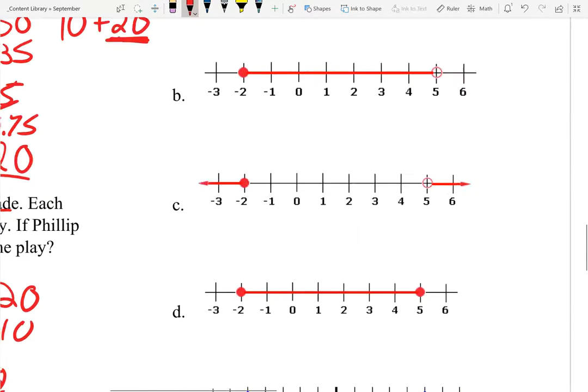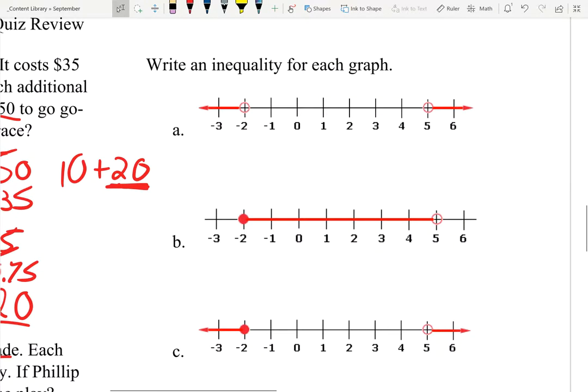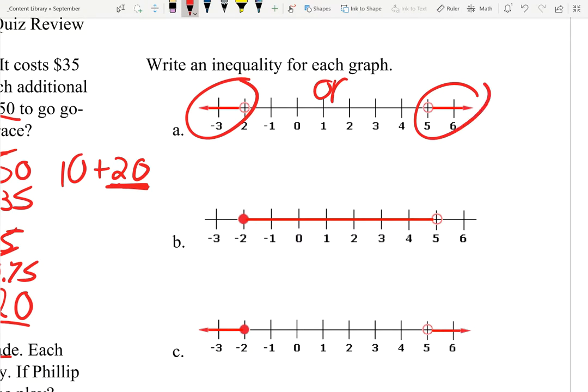All right, so now let's look at the inequalities. Now we're just writing the inequality for each graph. These are compound inequalities. So for the first one, this is an OR inequality. You can tell it's an OR inequality because of the directions it's going. It's going opposite directions. OR inequalities will always go opposite directions. So let's focus on this one, and then we'll focus on the one on the right.